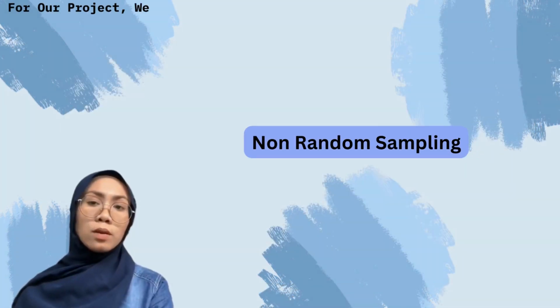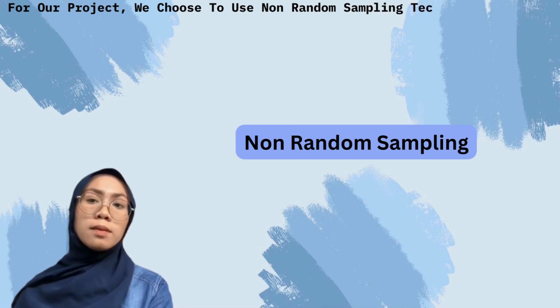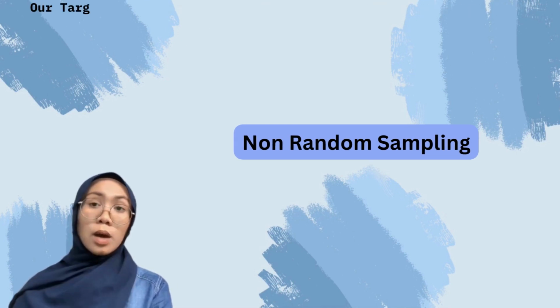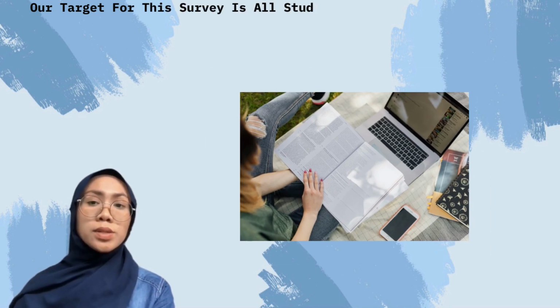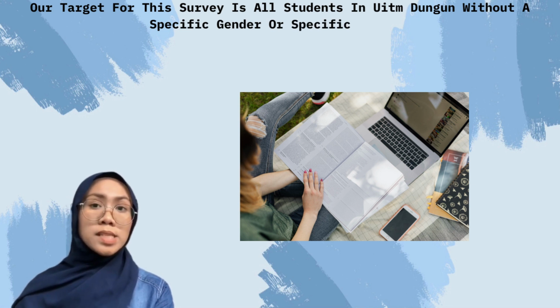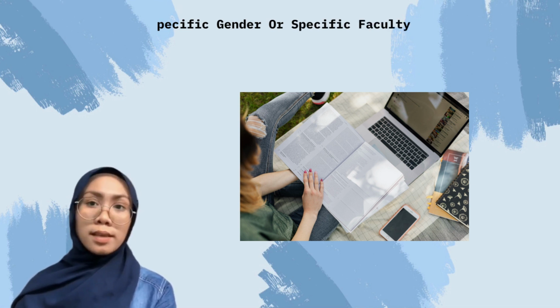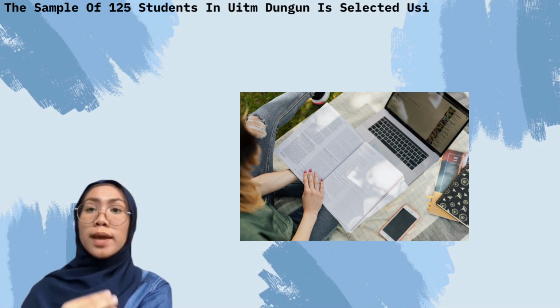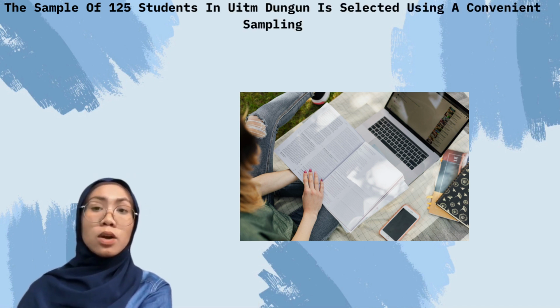For our project, we choose to use a non-random sampling technique, which is convenient sampling. Our target for this survey is all students in UiTM Dungun without a specific population, like specific gender or specific faculty. The sample of 125 students in UiTM Dungun is selected using convenient sampling.